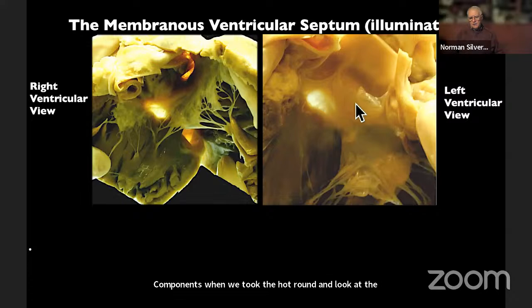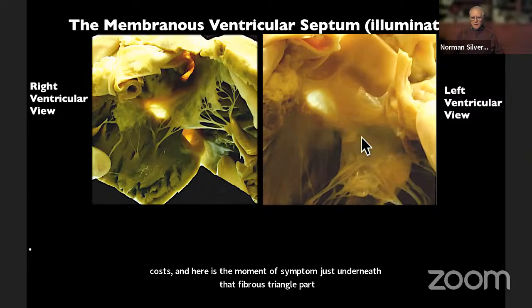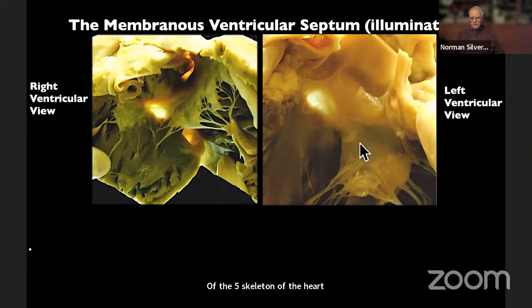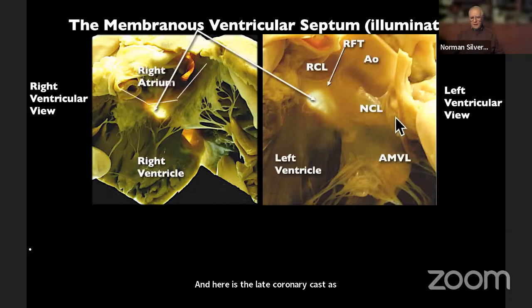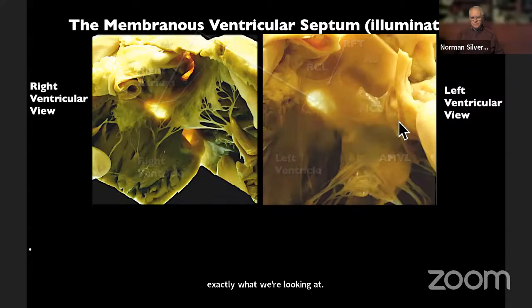When we turn the heart round and look at the left side, we see the aortic root with the two fibrous triangles here between the right and non-coronary cusp. And here is the membranous septum just underneath that fibrous triangle, part of the fibrous skeleton of the heart. And here is the mitral valve in fibrous continuity, both with the right coronary and non-coronary cusp. And here is the left coronary cusp as well. So these are the normal hearts. And here are the labels to show you exactly what we're looking at. The left coronary cusp, where my arrow is, is not labeled.